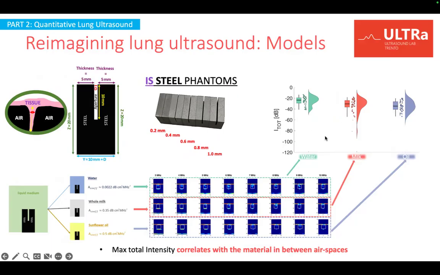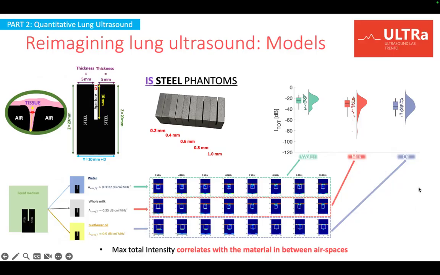And indeed, we found out that we can distinguish, for example, between water, milk, and oil that have changes in absorption comparable, for example, to those that you will see going from water to blood and then scar tissue. So we can distinguish also these type of things with another parameter that is the maximum total intensity.